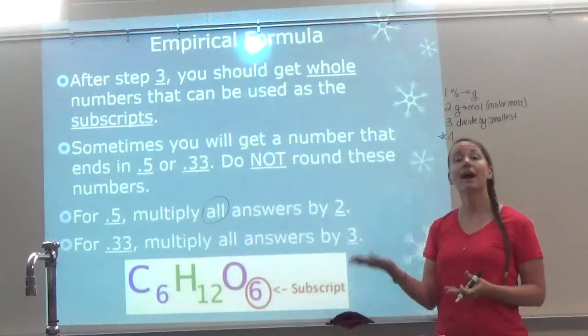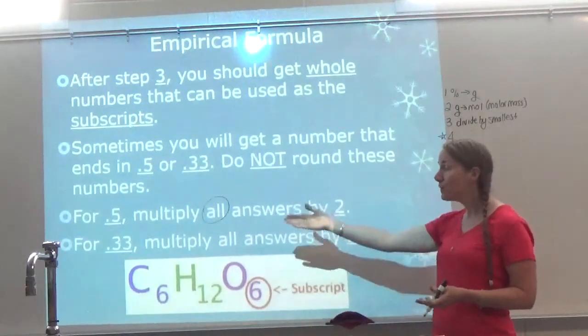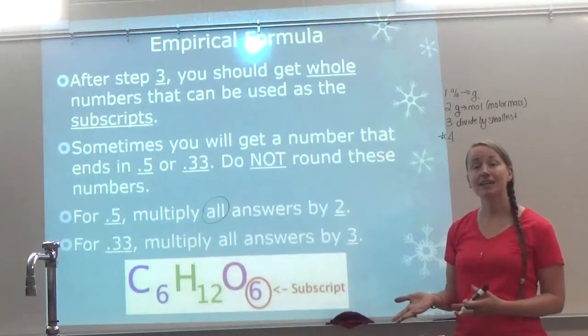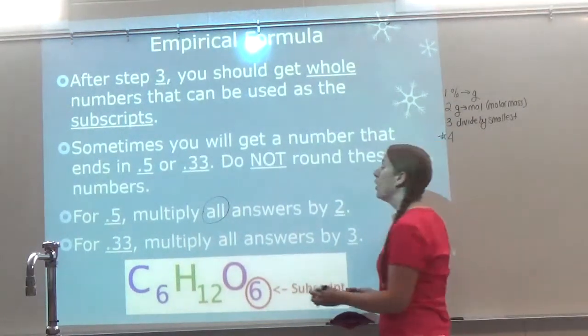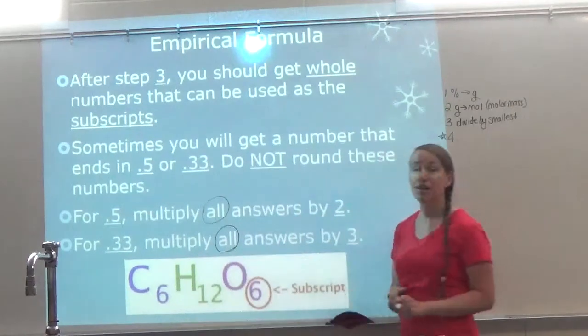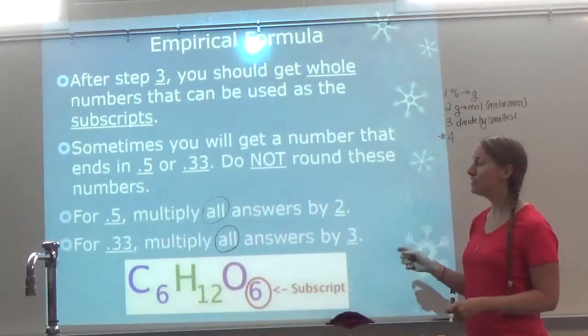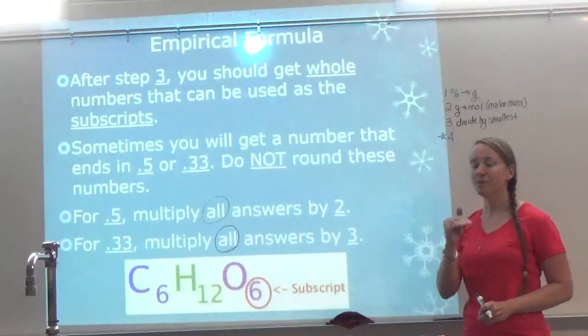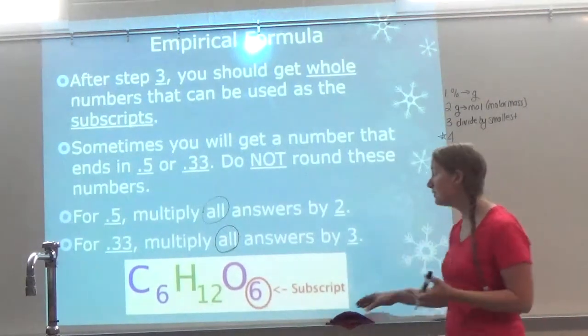How do we get rid of a half? We multiply by 2. All right, 0.3 or 0.33 means we have a third. So how do you get rid of a third? You multiply all the answers by 3. Okay, and that's the problem that people run into, is they'll see the 0.5 and they'll multiply that answer by 2, but then they won't do it for the other ones. So let's see what this looks like.